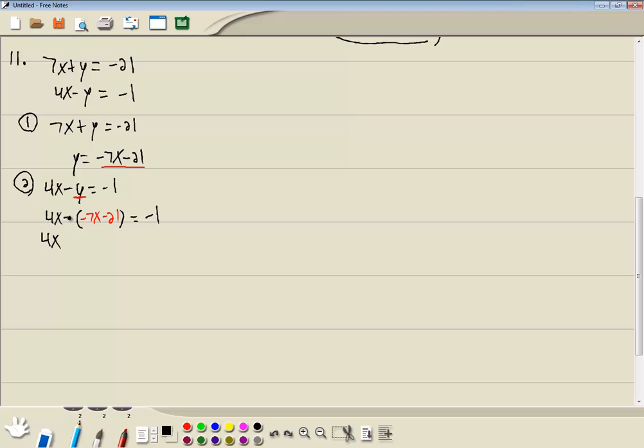Well, remember, a negative out in front of your parentheses flips the sign of everything inside, so this negative 7x becomes a positive 7x. This negative 21 becomes a positive 21. Combine like terms. 4x plus 7x is 11x plus 21 equals negative 1. Take the 21 over to the right side, becomes a negative 21, which then gives us negative 22. Divide both sides by the number in front of your x, which is 11. And you get x is equal to negative 2.